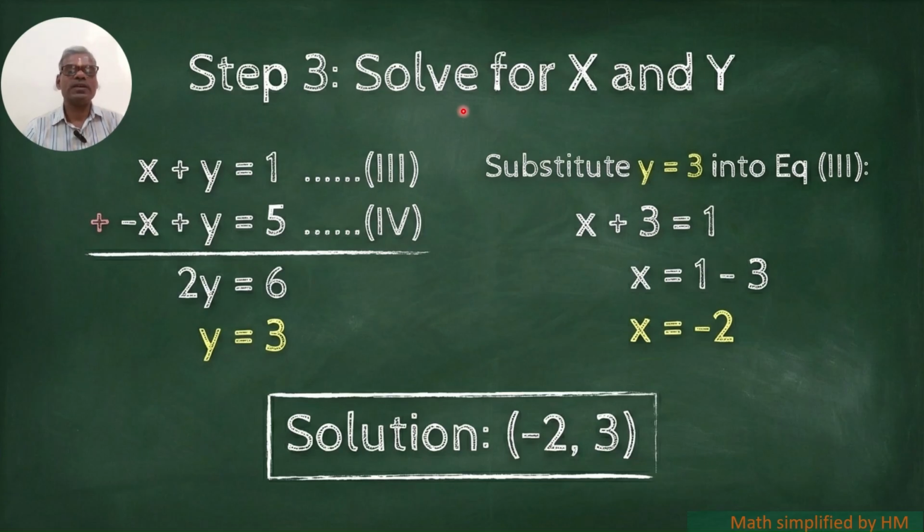Now, solve equations 3 and 4 for x and y. These are very simple equations. By adding, we eliminate x easily. So, x plus y is equal to 1, minus x plus y is equal to 5. Adding, we get 2y is equal to 6. Simplifying, we get y is equal to 3. Now substitute y is equal to 3 in equation 3, x plus y is equal to 1. We get x plus 3 is equal to 1, x is equal to 1 minus 3. Simplifying, we get x is equal to minus 2. So the solution is minus 2, 3.